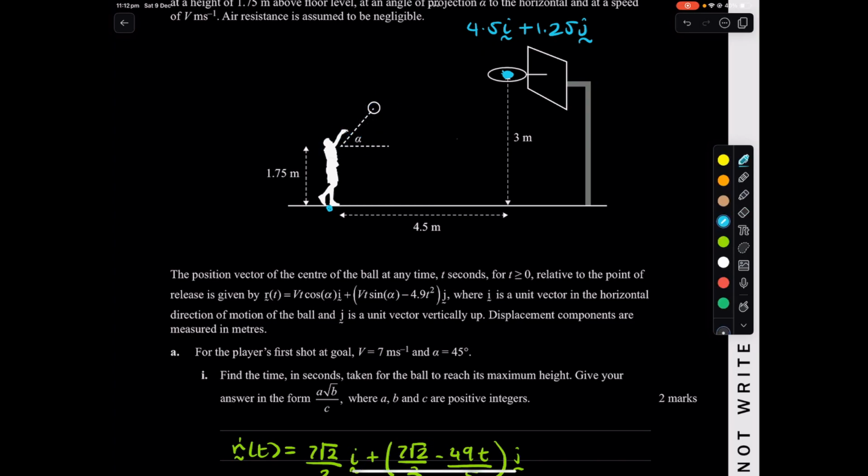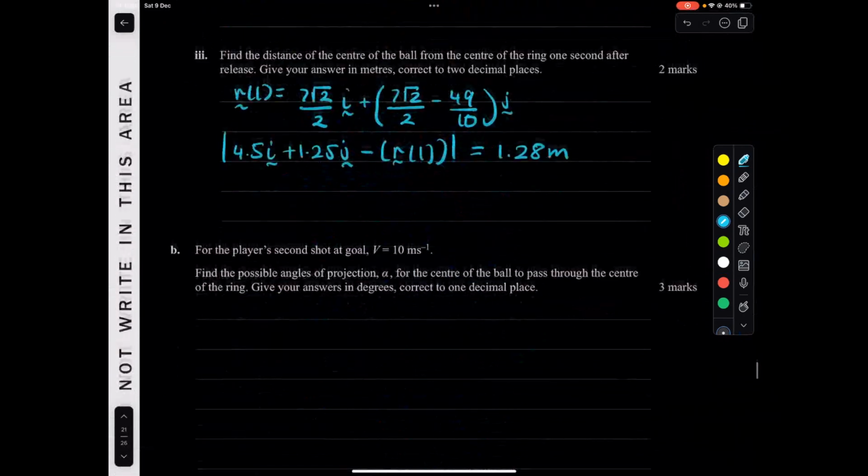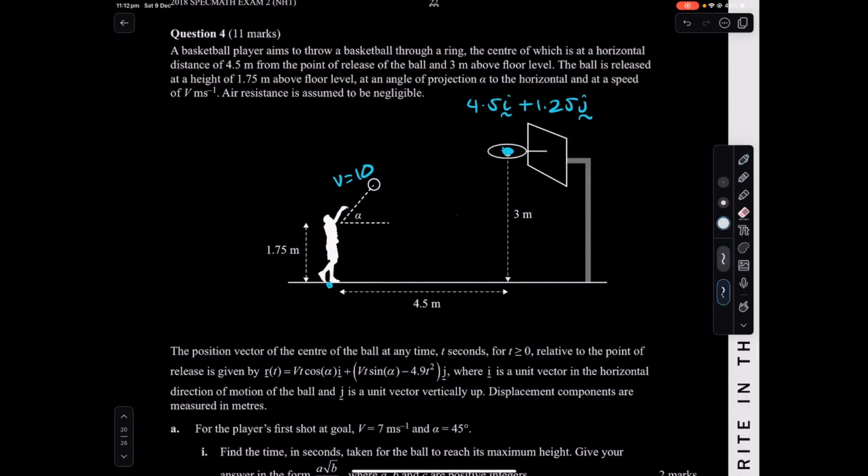And we know he hits it with a velocity of 10. We want to find those angles. That's easy, because if we know it's going to go through a path like this, it has to pass through this point over here. So r of t must equal 4.5i plus 1.25j. We don't actually need to find the time. So let's think about it.